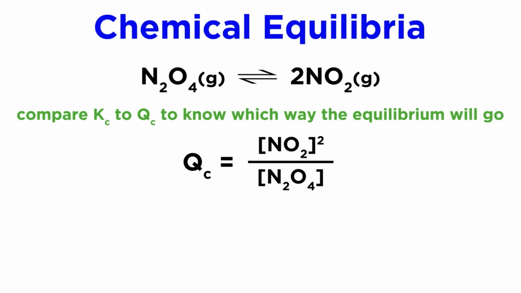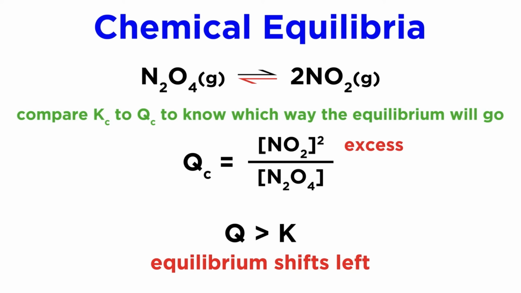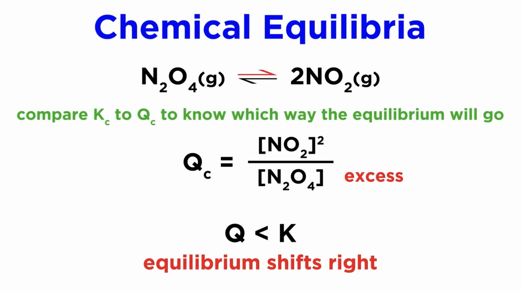Once we know the Kc for a reaction, we can predict which way the equilibrium will shift given a reaction quotient for some non-equilibrium concentrations, since the reaction quotient must eventually become equal to Kc. If Q is bigger than K, it will shift left until equilibrium is reached, meaning the reverse reaction is favored. If Q is smaller than K, it will shift right, meaning the forward reaction is favored.